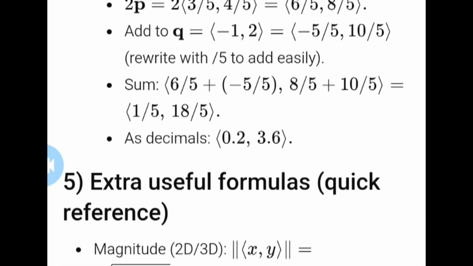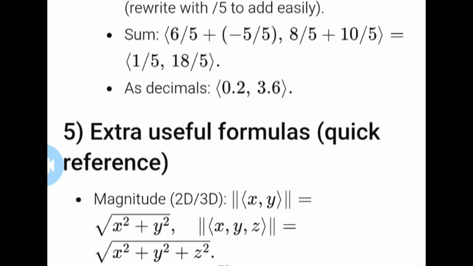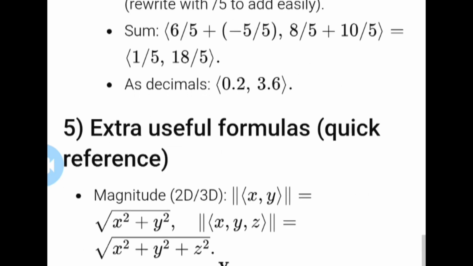Compute 2p plus q. So this is a little bit complicated compared to the first one. You have to multiply p with 2 and add q. So what you do is you first multiply 2 with the unit vector of p, so that gives you 6 by 5 comma 8 by 5, and then you add q to that and you get, as decimals, 0.2 comma 3.6.